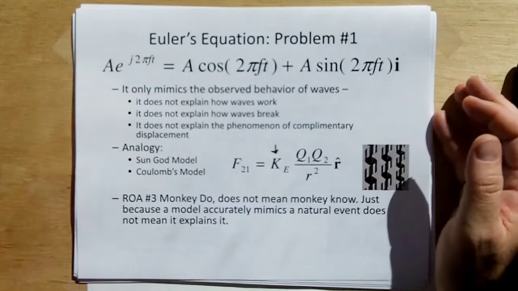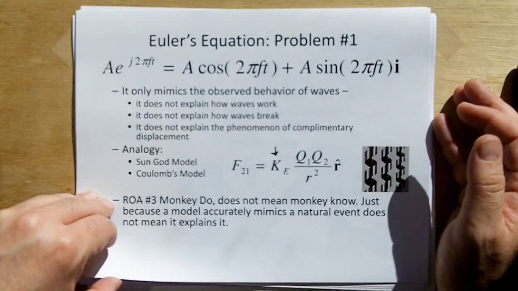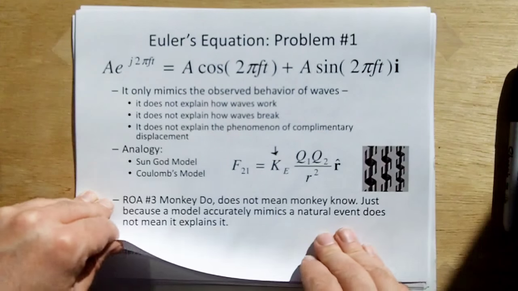Okay, and rule of acquisition 3: monkey do does not mean monkey know. Just because we can model, mimic something accurately does not mean we understand it.